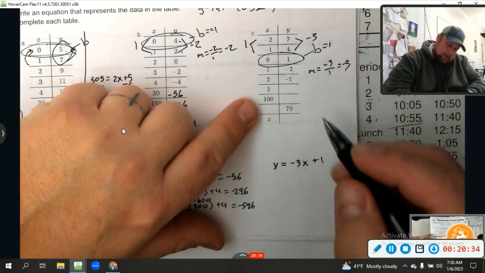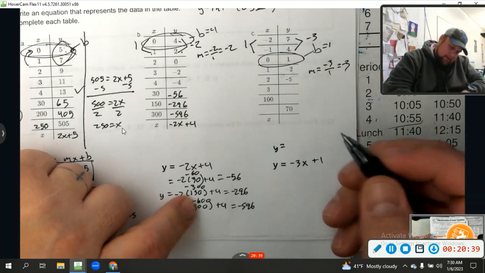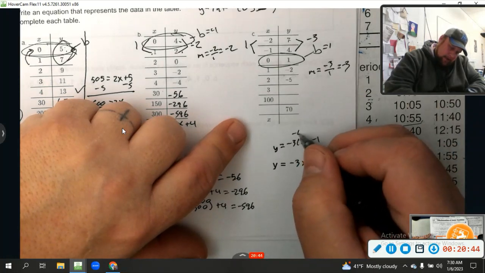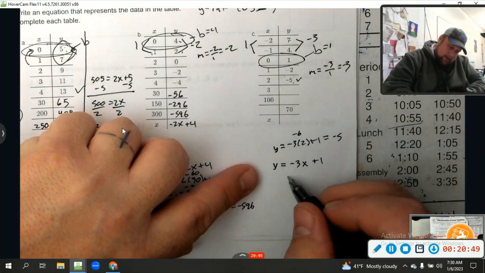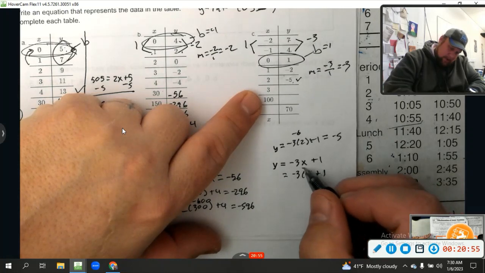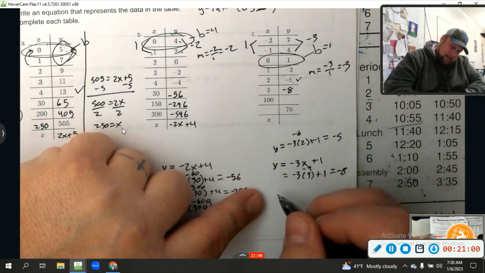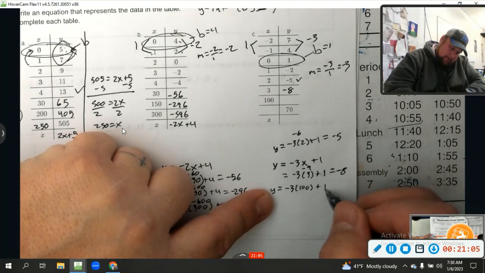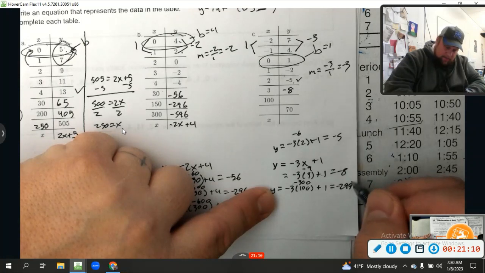And let's plug some values in here. And I didn't do it over here, but I should probably confirm it. Y equals negative 3, we'll plug in 2 times 2 plus 1, which is negative 6 plus 1, or negative 5. Boom, check, it works. So equals negative 3 times 3 plus 1, which is negative 9 plus 1, or negative 8. Look at that. Equals negative 3 times 100 plus 1, which is negative 300 plus 1, or negative 299.